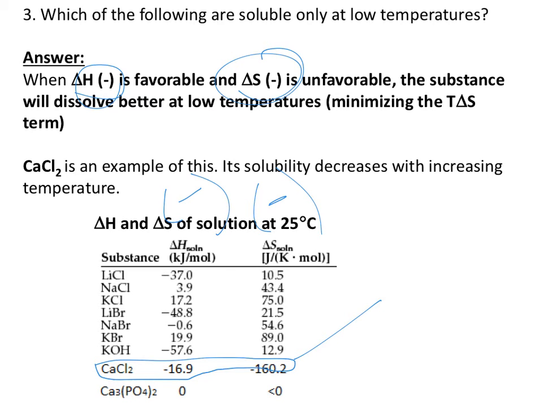And so what temperature will that be soluble? Look at the favorable factor. What's the favorable factor here? It is enthalpy, right? So we want to minimize the entropy term. Do you remember how to do that? You lower temperature. So calcium chloride will actually increase its solubility as we lower temperature up to a certain point, and then other factors take over.